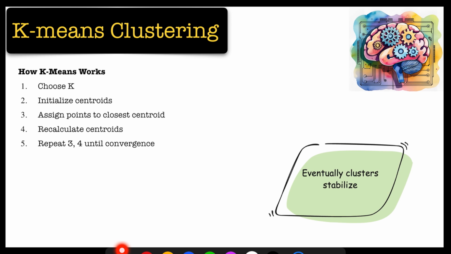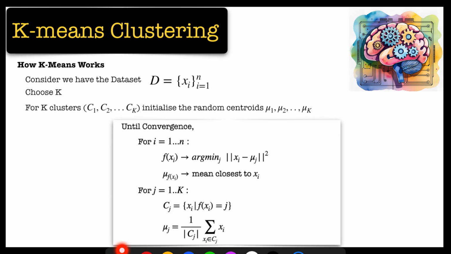Then we are assigning points to the closest centroid, then we are recalculating the centroids, and we are repeating steps 3 and 4 until convergence. We'll assign points to the closest centroid and recalculate the centroid, and we'll do steps 3 and 4 again and again until convergence. Eventually, clusters stabilize. Now here we have one algorithm as well.